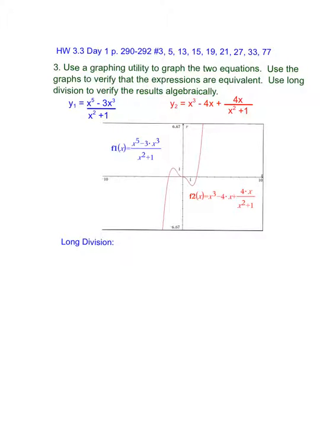This is the solution to problem number 3 from homework 3.3. So in the first part, we're asked to use a graphing utility, that means your calculator, and to graph the two equations. Use the graphs to verify that the expressions are equivalent.